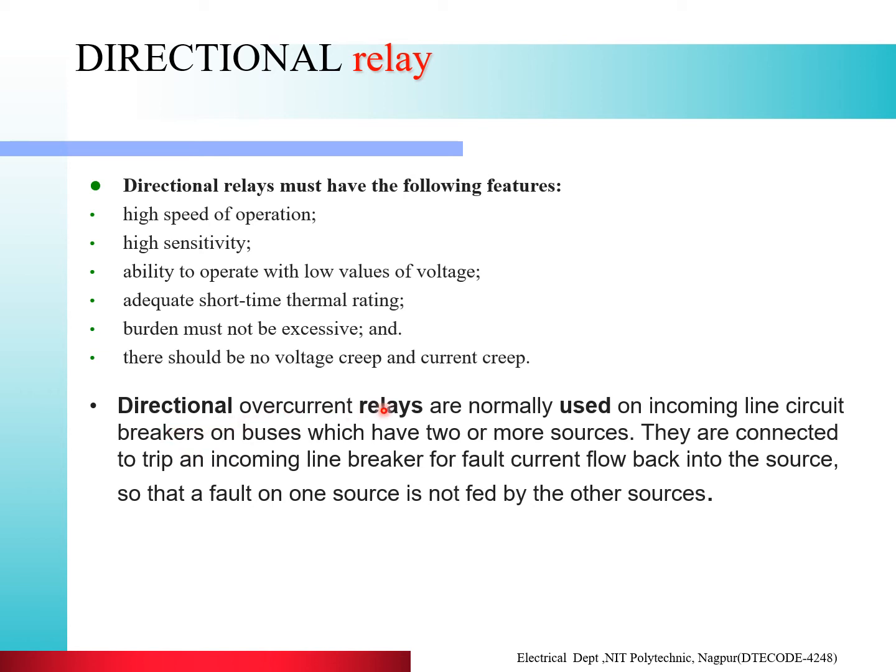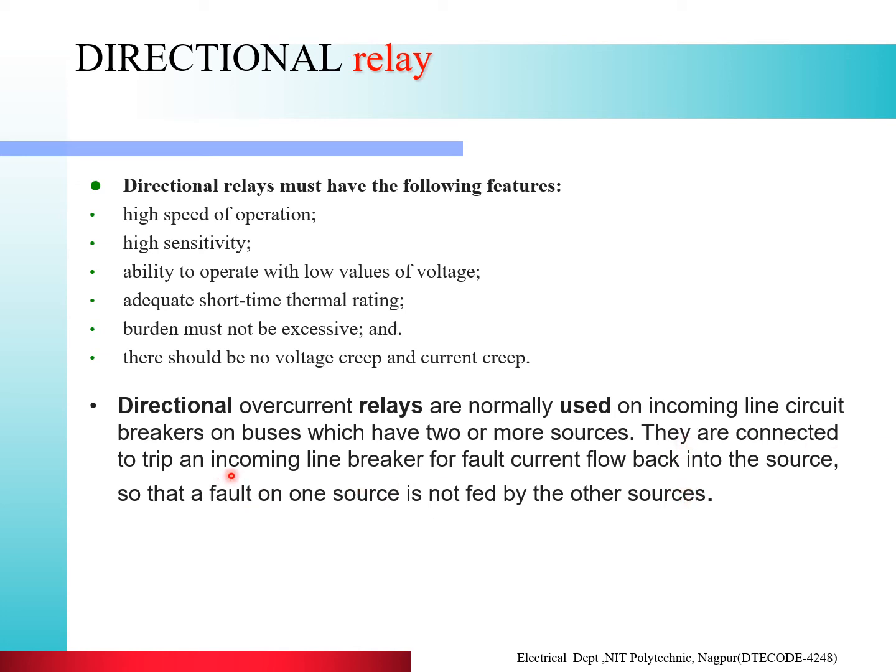The directional overcurrent relays are normally used on incoming line circuit breakers on buses which have two or more sources. Two or more sources means there is both current and voltage. They are connected to trip an incoming line breaker for the fault current flow back into the source so that a fault on one source is not fed by the other source.